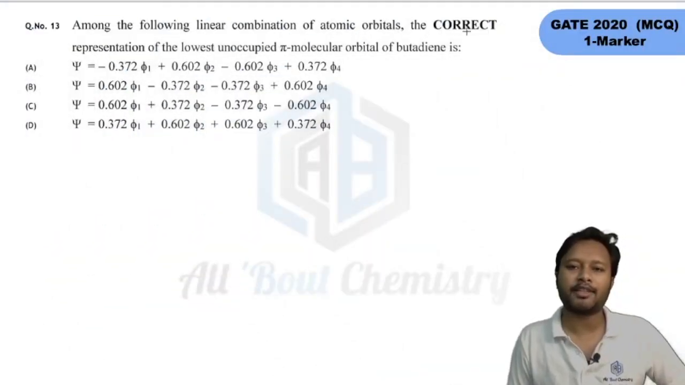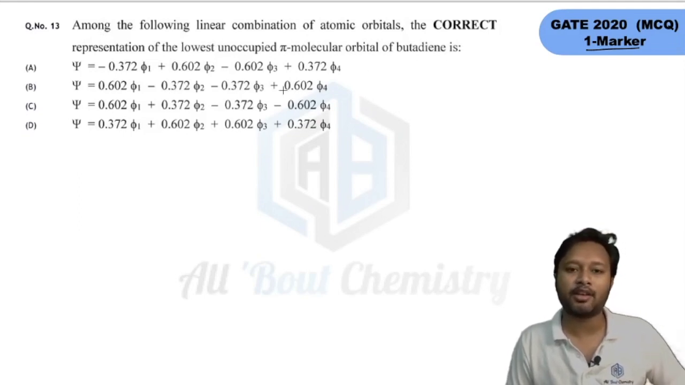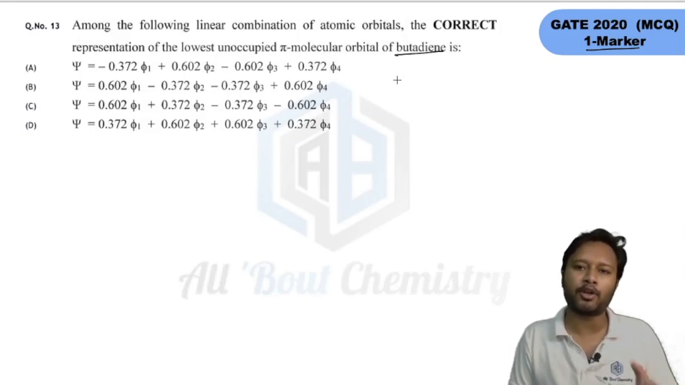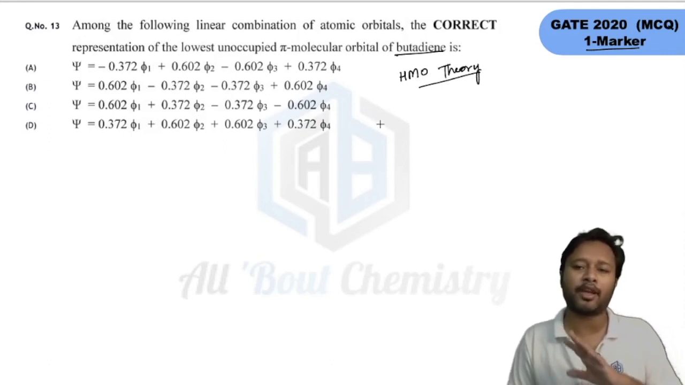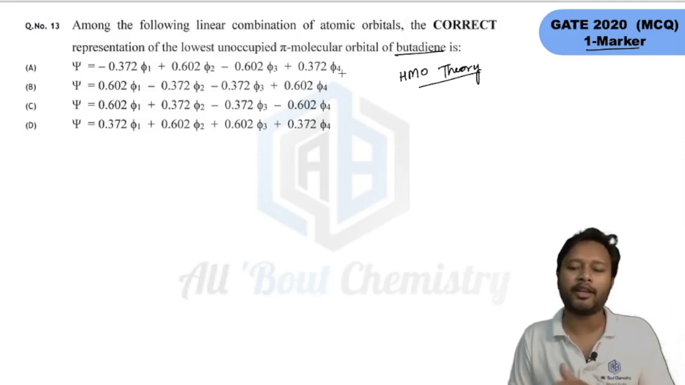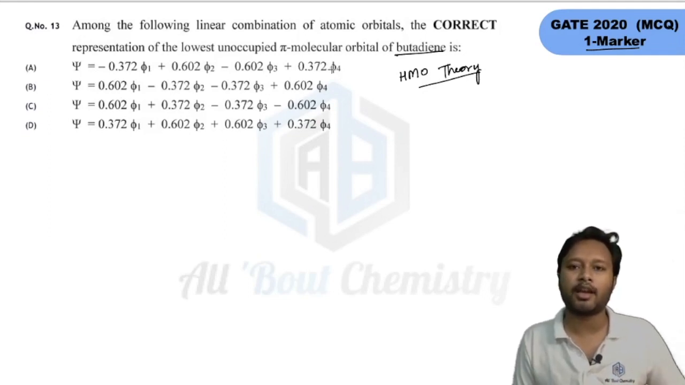The first question which you can see right now on your screen was a one marker question, and the question says that among the following linear combinations of atomic orbitals, the correct representation of the lowest unoccupied pi molecular orbital of butadiene is. Okay, so this particular question is actually from your quantum mechanics and from your Huckel molecular orbital theory. These questions are very simple to approach. You don't have to memorize, you don't have to calculate anything over here. Just by your intuition or just by understanding the concept you can easily answer it. I'll show you how to do this.